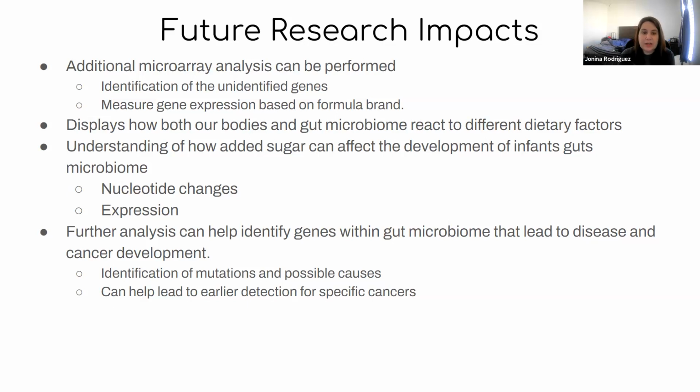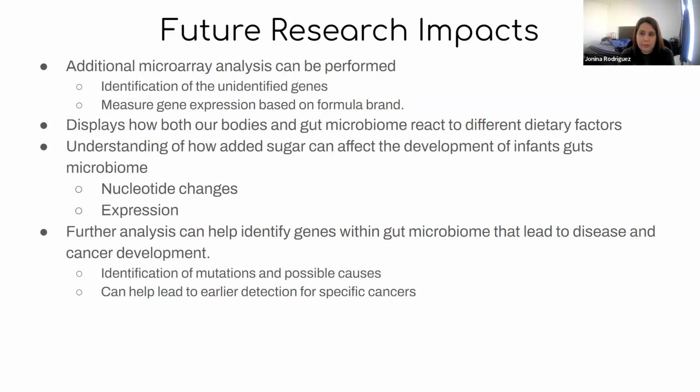And then further analysis can also help identify genes within the gut microbiome, like I said, that can lead to disease and cancer development. By identifying these mutations and possible causes, it can help us identify cancers that are known as silent cancers. Most cancers, you do have symptoms, but there are some like colorectal cancer and ovarian cancer where if you don't catch it in the early stages, you won't know about it until it's in stage 3 or 4. And currently there's no testing for early stages of those cancers.